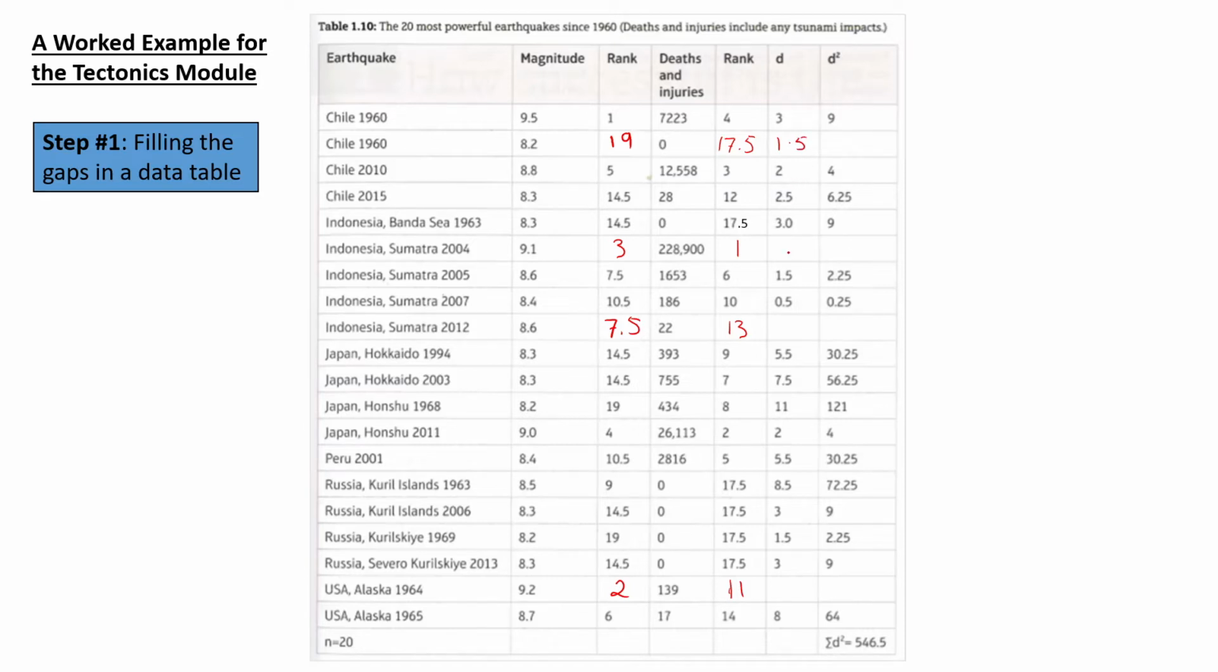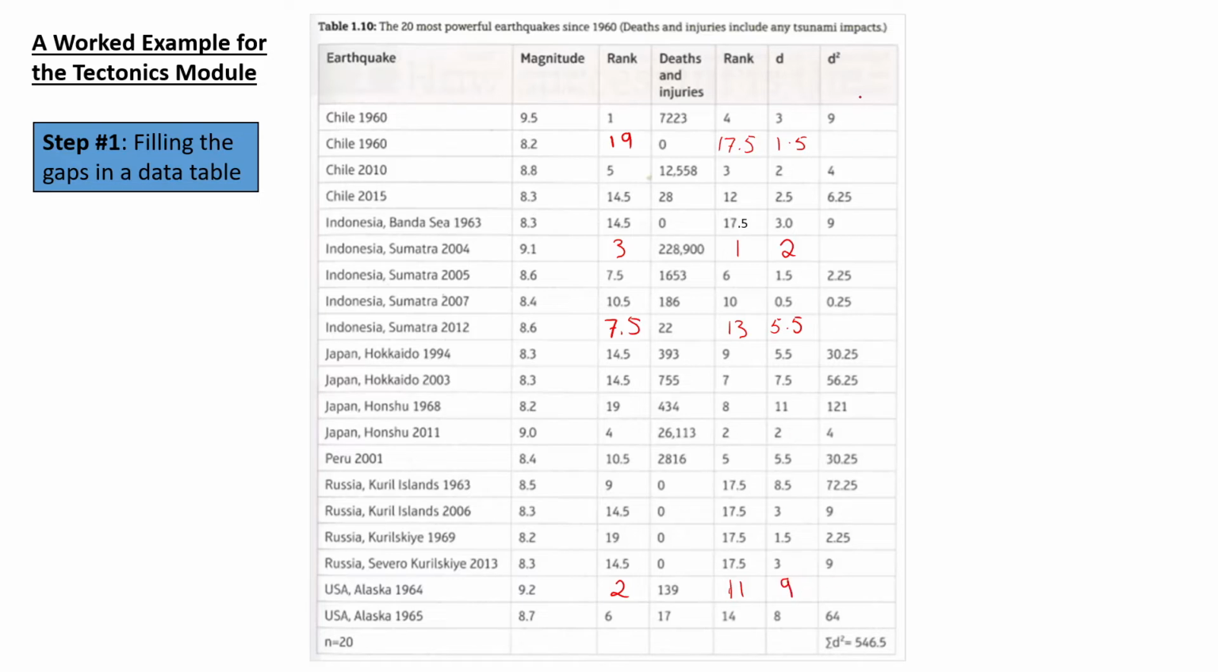And working your way down, the difference between 3 and 1 is 2. The difference between 7.5 and 13 is 5.5. Don't go into the minuses. Just keep it simple. 5.5. Keep it positives. Down here, the difference between 2 and 11 is 9.